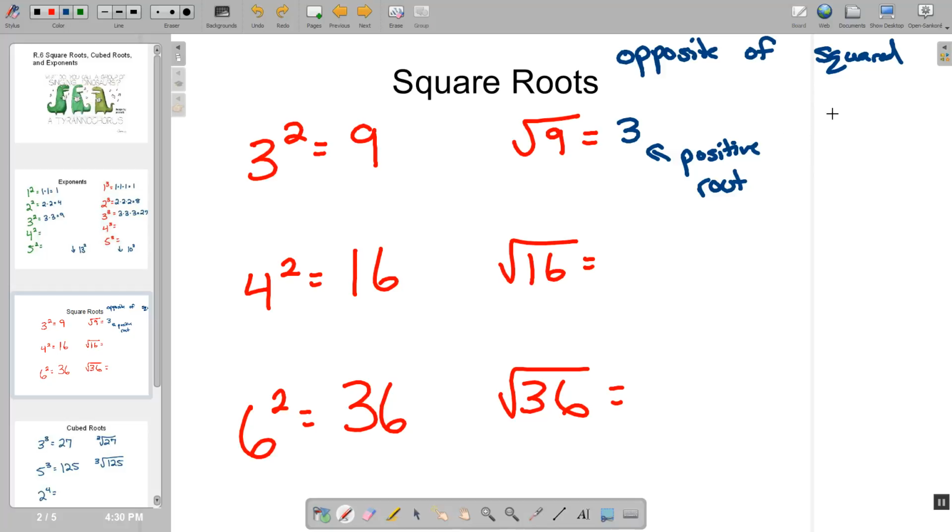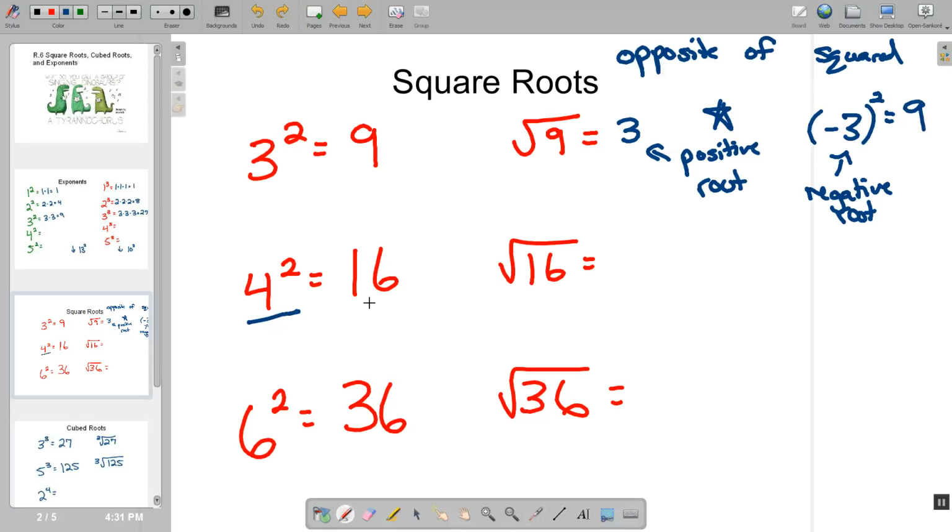Now, if they're ever asking for the negative root, that will be, in this case, negative 3. And the reason for that is if we did negative 3 squared, we still get 9. In math, we will almost always work with the positive root, but if it ever wants a negative root, it's usually just a negative number of whatever the positive root would be. So let's start working on a few more.